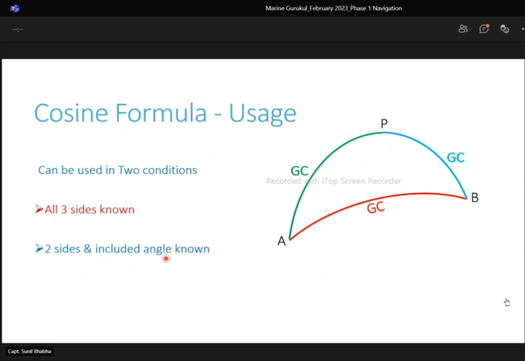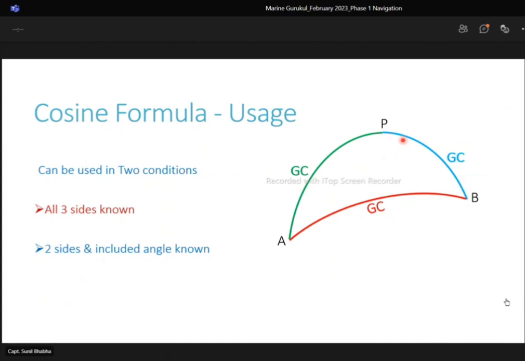If any two sides of this triangle are known to us, let us say we know PA, the green color side of the triangle. We know PB, that is the blue color side of the triangle, and the included angle between these two sides is the angle P. So in this case also, two sides known to us and the included angle known to us, cosine formula can be applied.